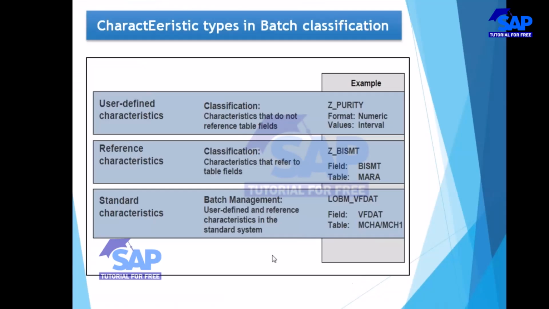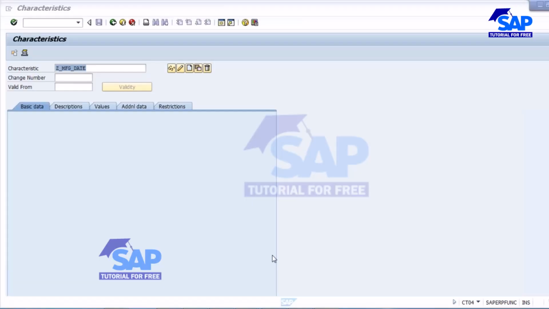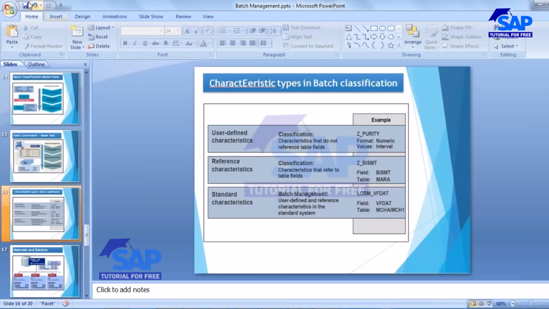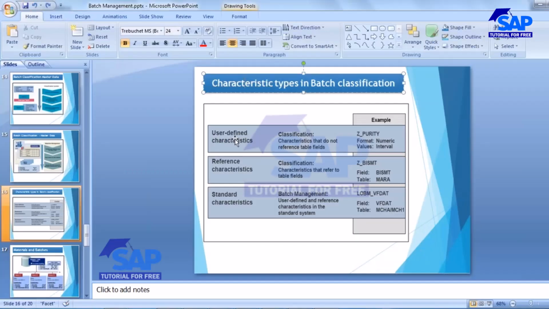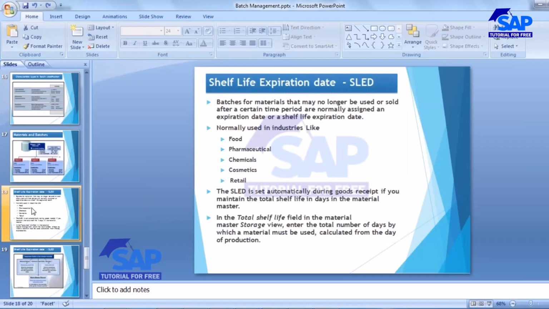So these are the types of characteristics we have. We have user defined, which we'll be creating on our own. There are reference characteristics where you fetch the value from the fields and tables, and there are standard characteristics. Now the last one we'll be discussing is shelf life expiry date.